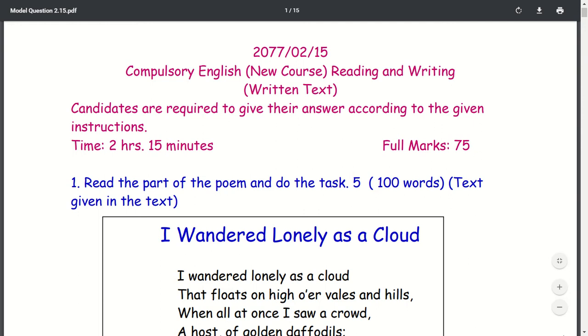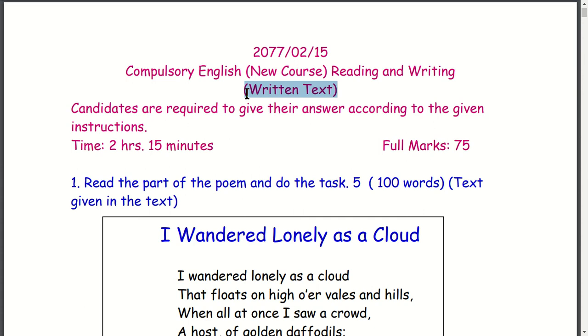Okay. Well, these are model questions based on the compulsory English SEE exam. It is reading and writing. This is called a written text. This is a new course, compulsory English, reading and writing. This is the instruction here: candidates are required to give their answers according to the given text instruction. Time is 2 hours and 15 minutes in total, and full marks are 75.